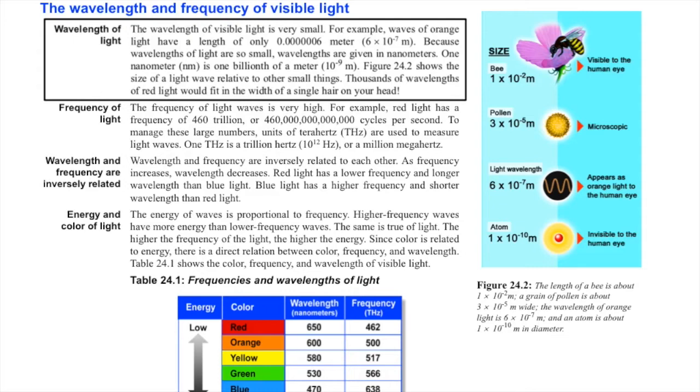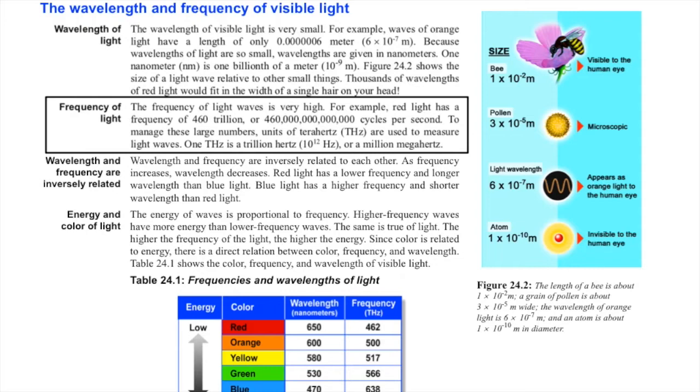Because wavelengths of light are so small, the wavelengths are given in nanometers. 1 nanometer, abbreviated with nm, is 1 billionth of a meter, which we represent as 10 raised to the negative 9. Figure 24.2 shows the size of a light wave relative to other small things. Thousands of wavelengths of red light could fit on the width of a single hair on your head.